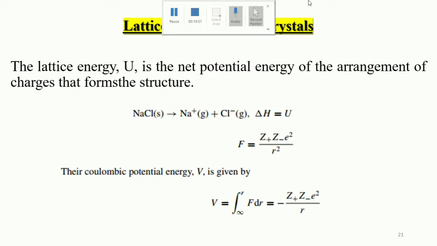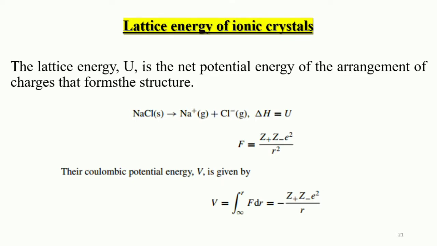Now let us talk about the lattice energy of ionic crystals. Ionic crystals may be regarded as regular three-dimensional arrays of point charges. The forces that hold them together are entirely electrostatic in nature and may be calculated by summing all the electrostatic repulsions as well as attractions found in the crystal lattice. The lattice energy, which is represented with U, is actually the net potential energy of the arrangement of charges that forms the structure. It is equivalent to the energy required to sublime the crystal and convert it into a collection of gaseous ions. We know that sublimation is the conversion of a solid compound directly into its vapor state without passing through its liquid state.